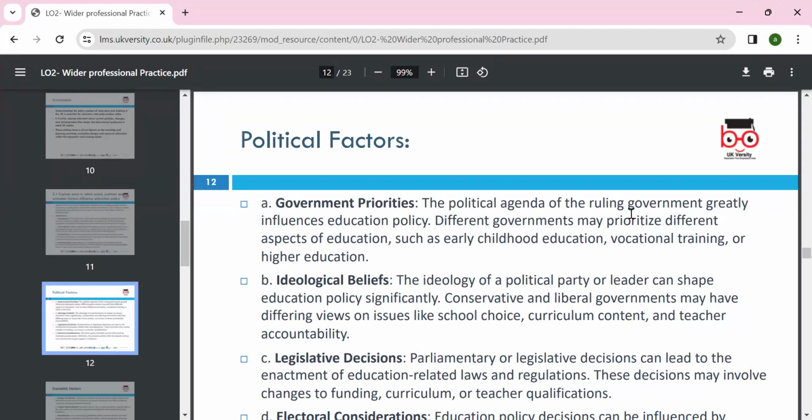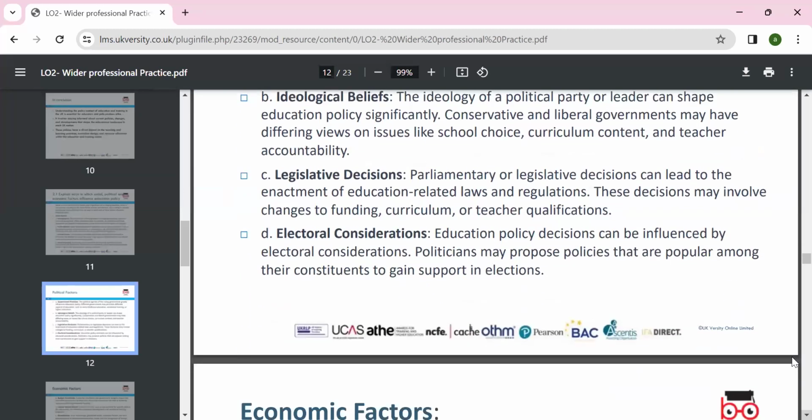So there are different government priorities in different aspects of education, such as early childhood education, vocational training, and higher education. Ideological belief: we can look around political parties, where the leaders can shape education. Conservative and liberal governments may have different views on issues like school choice, curriculum content, and teacher accountability. Legislative decisions: parliamentary and legislative decisions can lead to amendments of education-related laws and regulations.